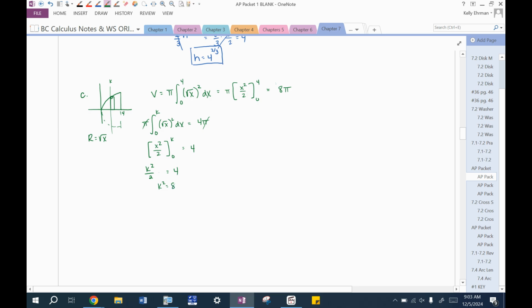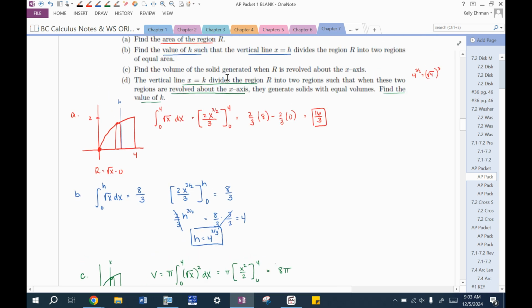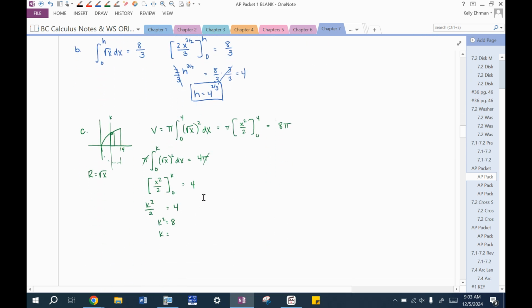k squared equals 8. k equals, does it say that k can't be negative? Oh, I know why k can't be negative. It doesn't say that, but remember, the only region we're looking at is this region from x equals 0 to 4. So we don't want to say that k is plus or minus 2 radical 2. k would just be 2 radical 2, or square root of 8.